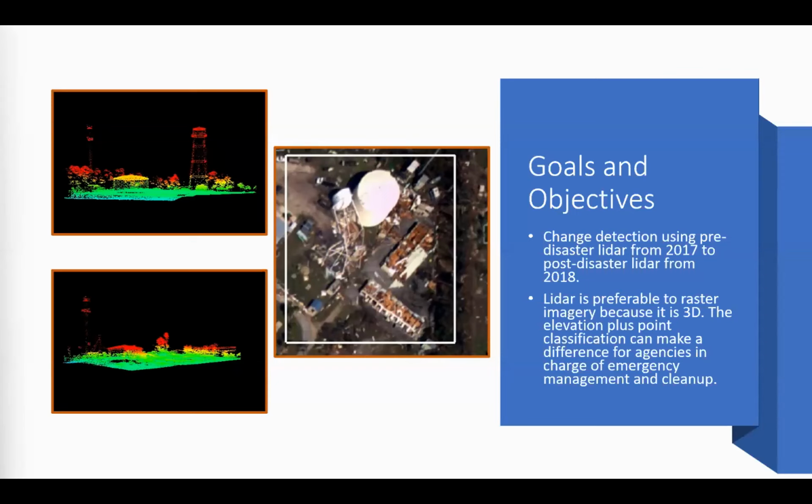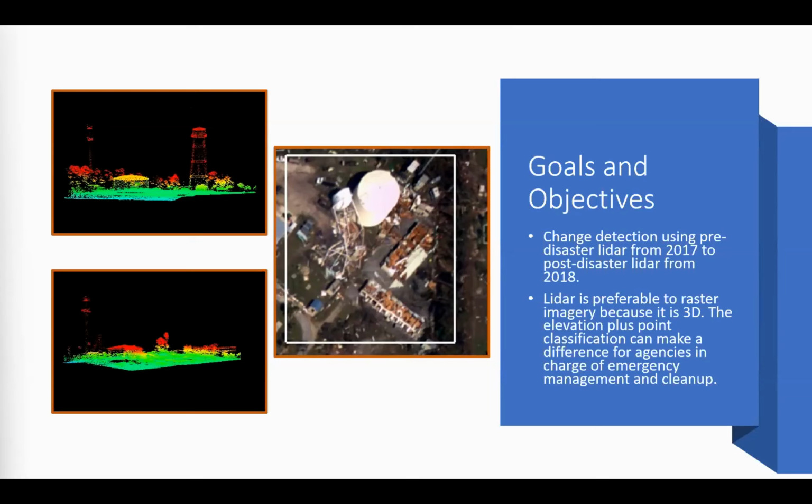LiDAR is preferable to raster imagery in these instances because it has the elevation component, plus the advantages I mentioned before, such as being able to collect points through foliage and any time of day or night. The elevation plus point classification can make a difference for agencies in charge of emergency management and cleanup, as well as insurance and government in charge of relief aid. It is important for agencies to understand that the benefit of having widespread LiDAR in preparation for disaster far outweighs the cost of research and development when compared with current methods of disaster response by plane or car.